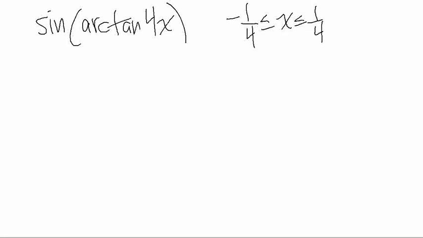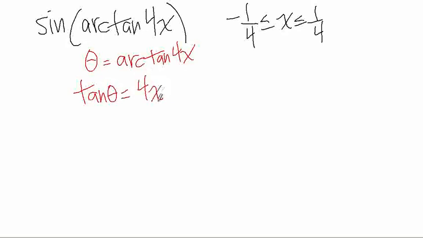Okay, so I will show you how I would work it out. Probably the easiest way to explain it is with a new variable. I'm going to define theta to be equal to the arctangent of 4x. That means if I take the tangent of both sides, the tangent of theta is equal to 4x. And the original expression is equivalent to the sine of theta. So I'm essentially looking for the sine of theta where the tangent of theta is equal to 4x.